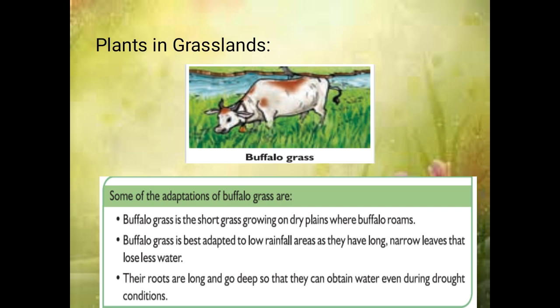And similarly, the plants in grasslands. The grassland has dry conditions, so the buffalo grass has an adaptation that it can grow in dry conditions; it does not need much rainfall to grow. Such types of grasses are found in the grassland. They have long narrow leaves in order to prevent the loss of water. Their roots go deep into the soil in search of water. In this way, the buffalo grass in the grasslands adapts, right?